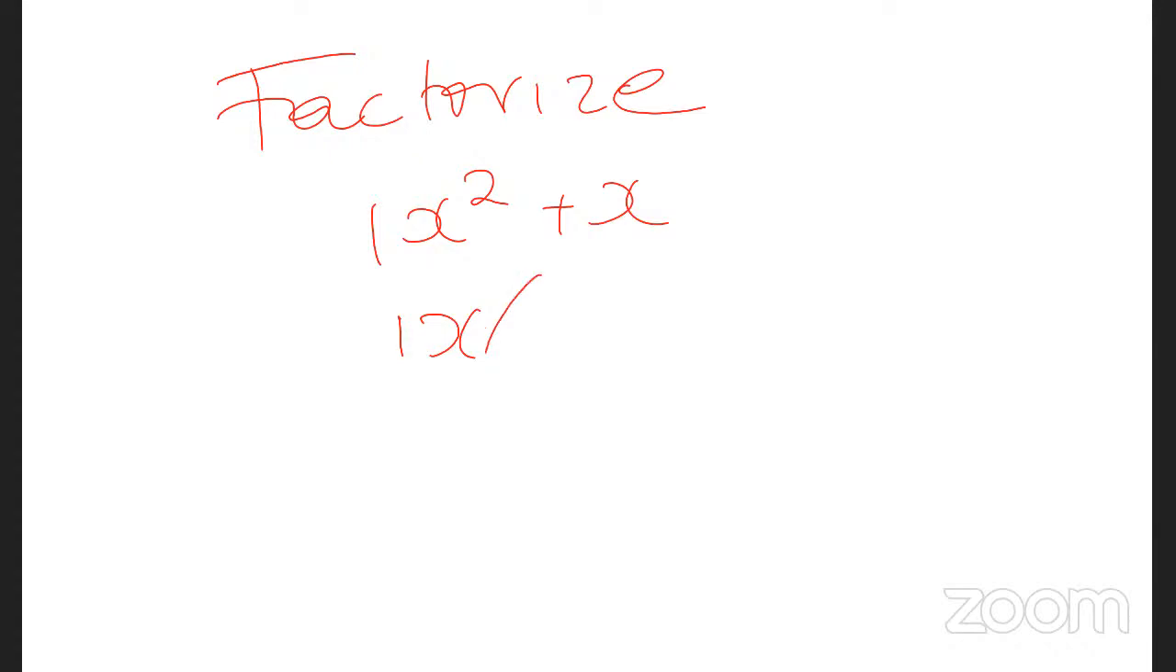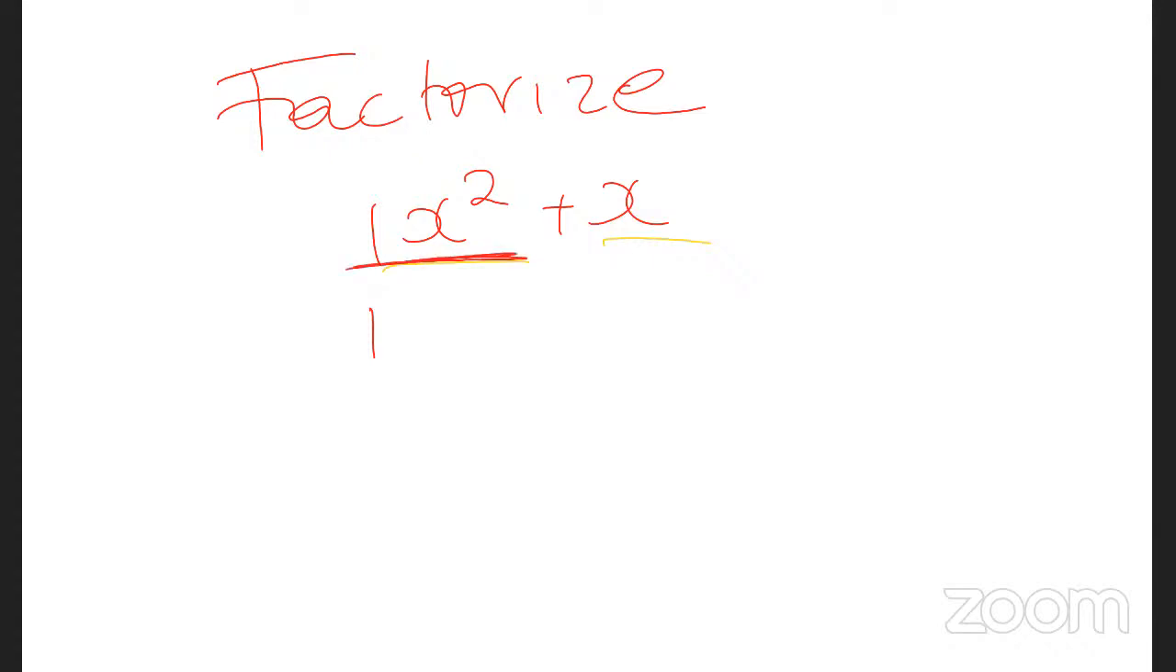All right. So when you factorize 1x squared plus x, the first thing you do is look at 1x squared plus x. What's the highest common factor of 1x squared and x? What's the highest thing that can divide into 1x squared and x? 1. All right, so that's for the number. Look at the variable now. Is any variable common?